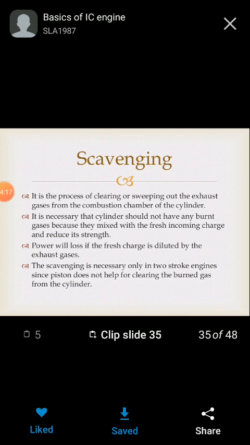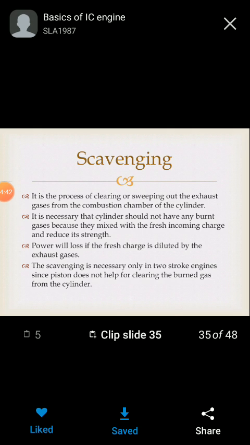Scavenging. It is the process of cleaning or sweeping out the exhaust gases from the combustion chamber of the cylinder. It is necessary that the cylinder should not have any burned gas, because it mixes with the fresh incoming charge and reduces its strength. The power will be lost if the fresh charge is diluted by the exhaust gases.